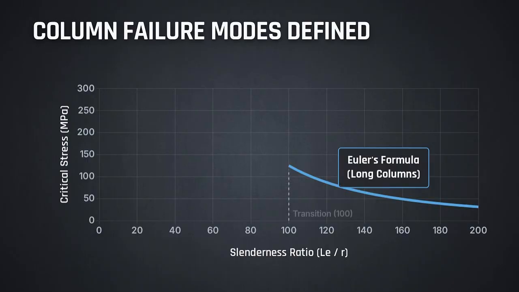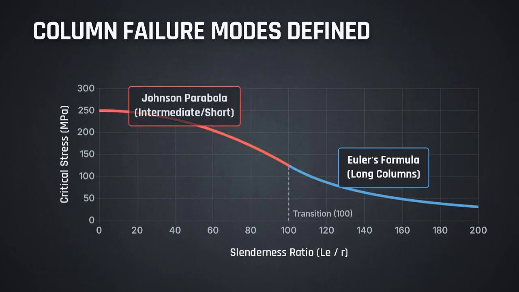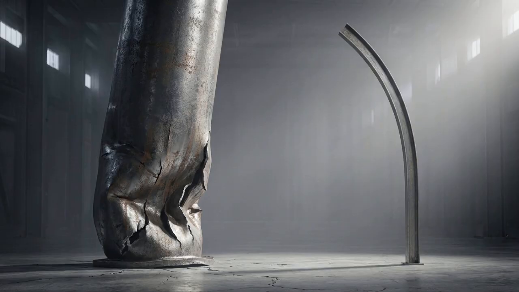As a column gets thicker and shorter, its ratio drops below 100 into the intermediate zone. Here, columns follow the Johnson parabola, accounting for both bending and material yielding. The slenderness ratio serves as the definitive metric, telling an engineer whether the column is fighting the limits of physics or the limits of geometry.